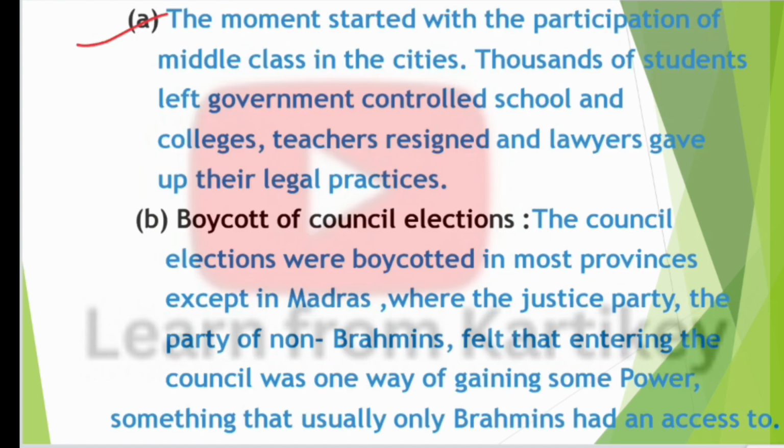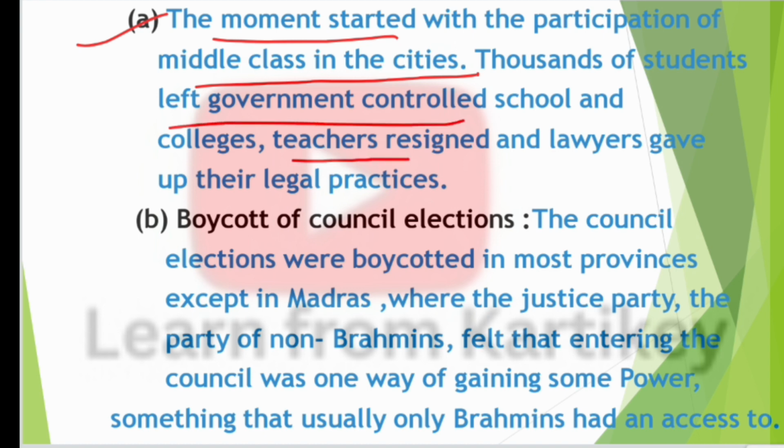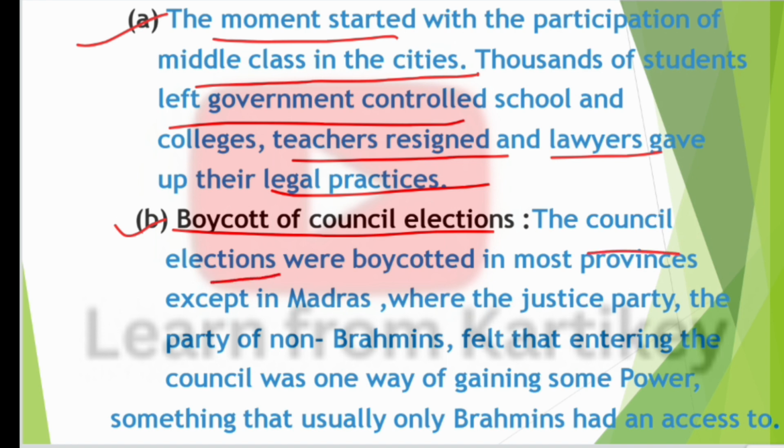First point, the movement started with the participation of the middle class in the cities. Thousands of students left government-controlled schools and colleges, teachers resigned and lawyers gave up their legal practice. Second, boycott of council elections. The council elections were boycotted in most provinces except in Madras, where the Justice Party, the party of non-Brahmins, felt that entering the council was one way of gaining some power, something that usually only Brahmins had access to.